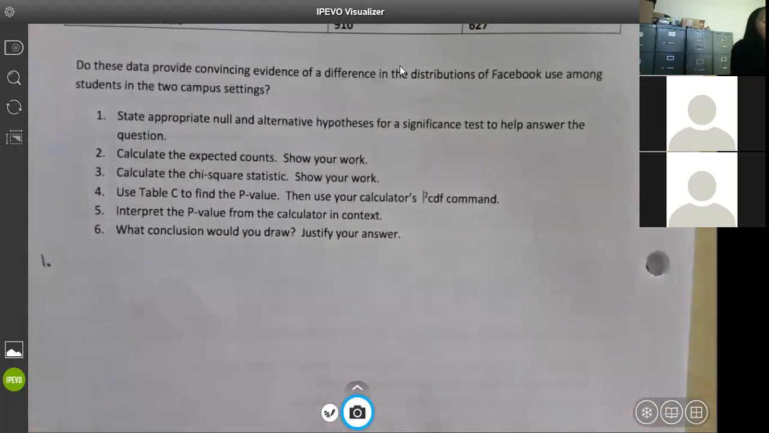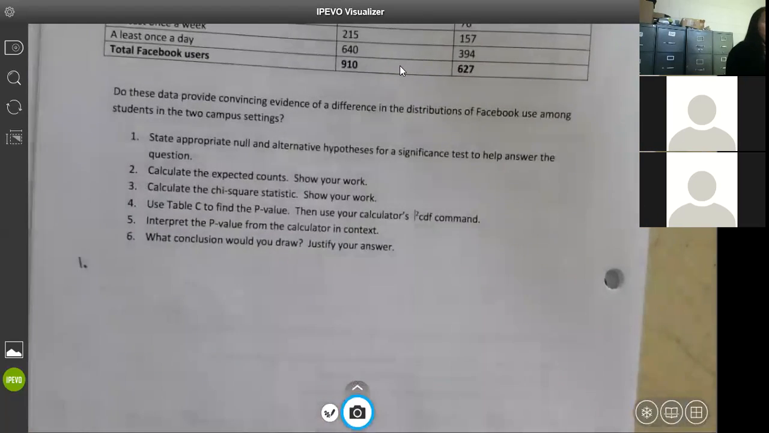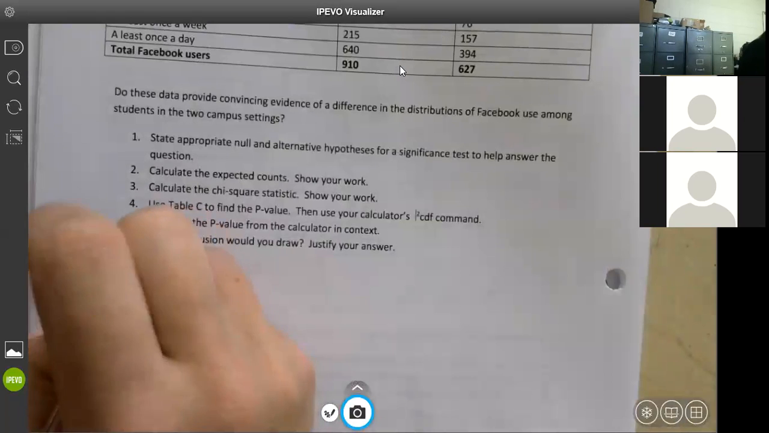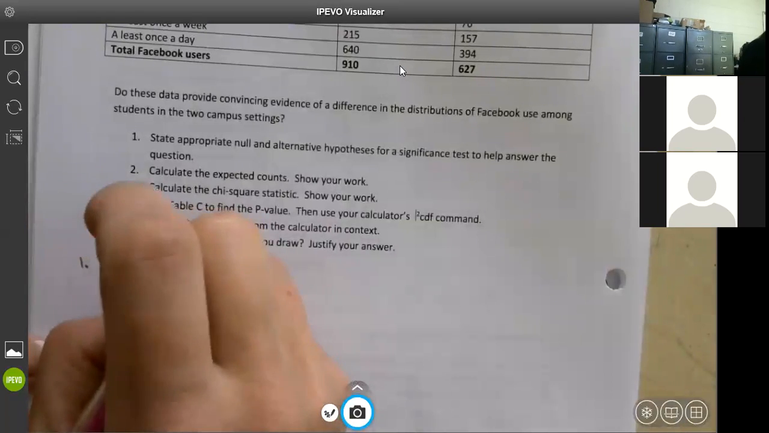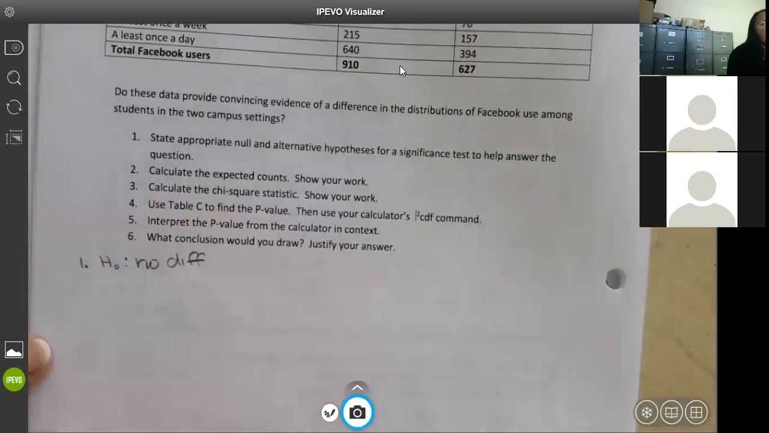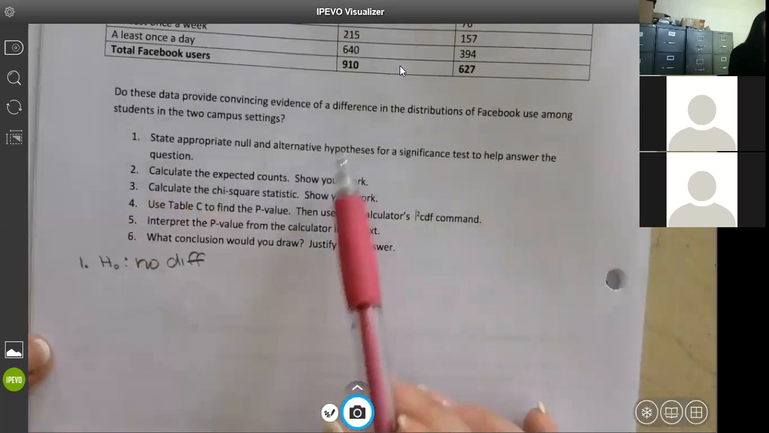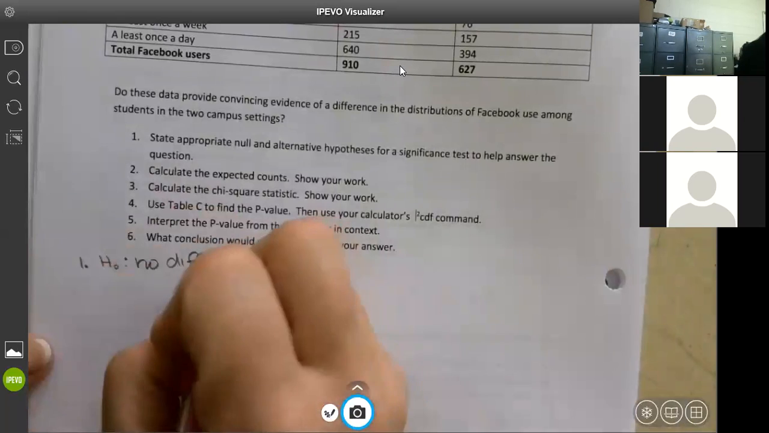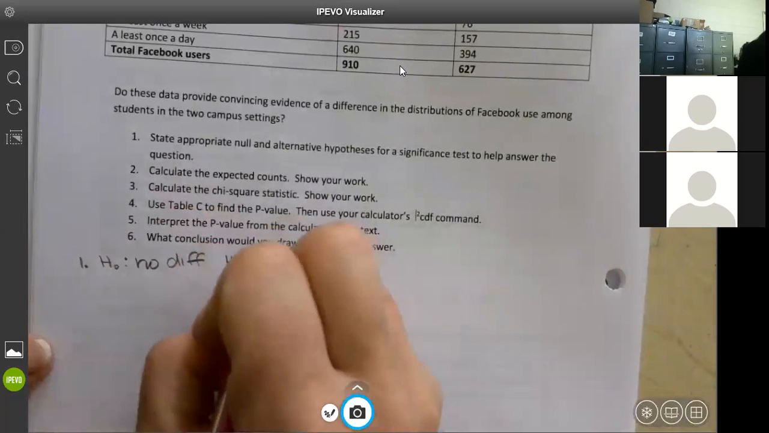So what's your null hypothesis? Say it again. No difference. And you guys don't have to be specific. There's no difference in the distribution of Facebook use among students in the two campus settings. What's your alternative? There is a difference.